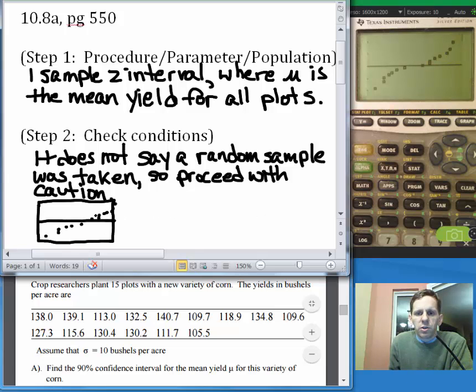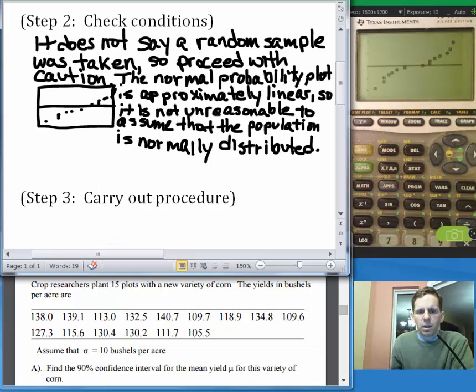So here's our normal probability plot. You'll notice that it's fairly linear. It's not bad. It goes through the middle here. There's a slight curve to it, so it's not perfect, but it's good enough for our purposes. So we write the normal probability plot is approximately linear, so it is not unreasonable to assume the population is normally distributed. So that takes care of our conditions.